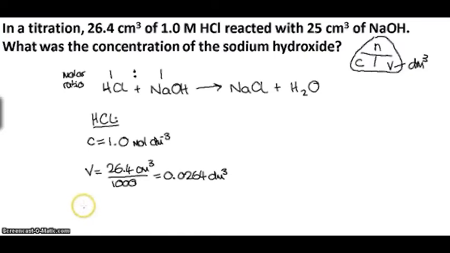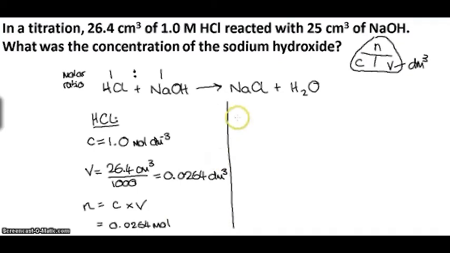Now we have C, we have V in the correct units, which means we can work out N using the formula triangle. N equals C times V, which in this case gives us 0.0264 moles of hydrochloric acid. So all we've done is plug these numbers into the equation. Now we can get to answering the question. What we've been asked for is the concentration of the sodium hydroxide. So what can we do about this? Same game, write down what we already know.